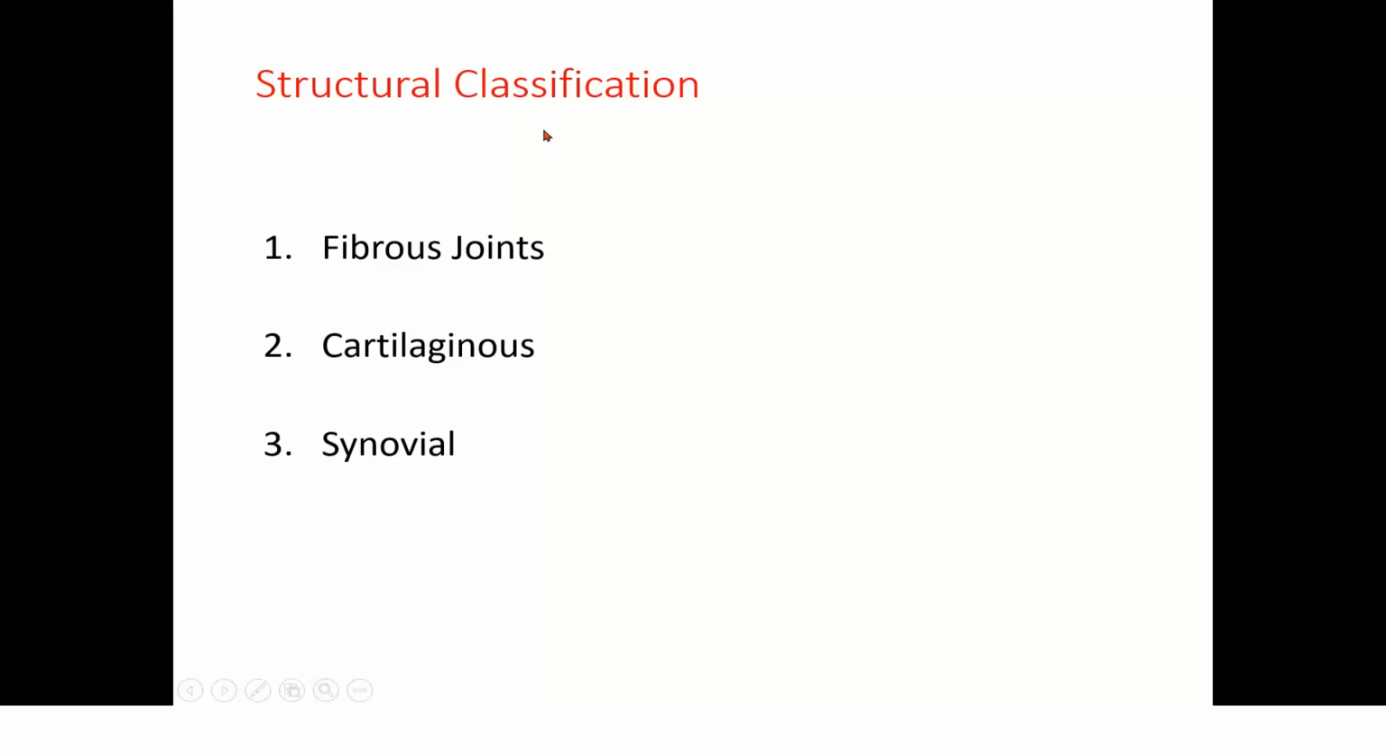Structurally, you can see here fibrous joints, cartilaginous joints, and synovial joints. If you observe this, the name itself speaks. The joint in which the two bones are connected by fibrous tissue is called a fibrous joint. A joint in which the two bones are connected by cartilaginous tissue is a cartilaginous joint. And a joint which has a synovial joint cavity will be a synovial joint. So structurally: fibrous joints, cartilaginous joints, and synovial joints.